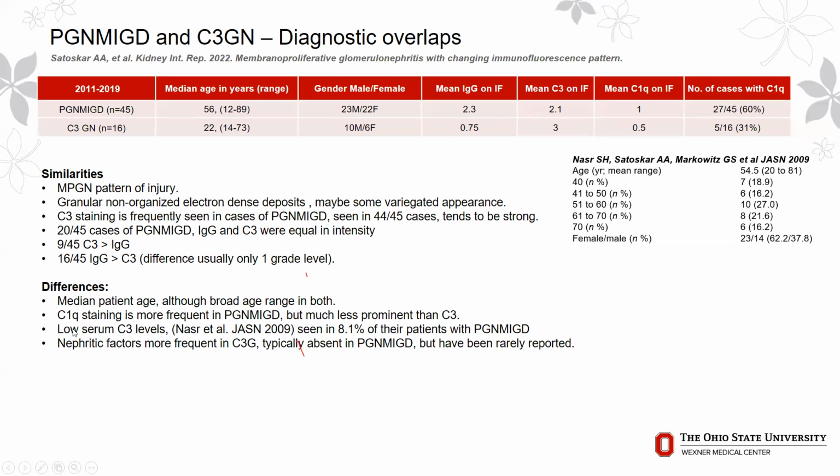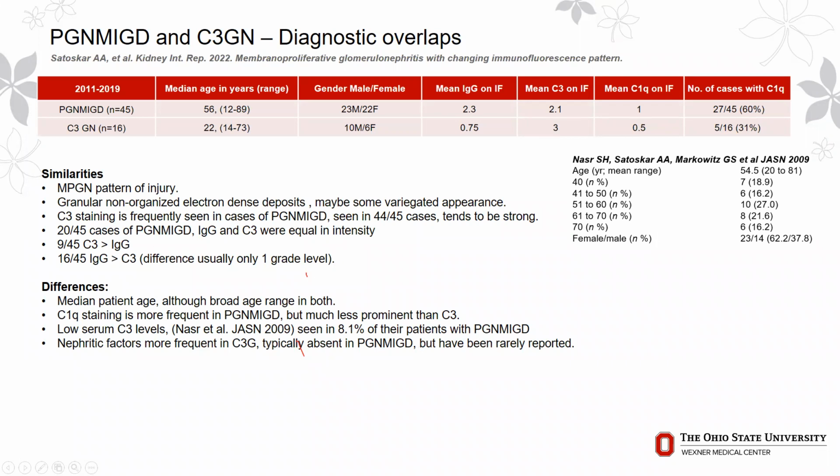And then C1q staining tends to be weak in both of them. The intensity tends to be very low, but it is more frequent in PGNMID. 60% of the cases had some C1q staining, and only half of those, 30%, had C1q staining in C3GN. But it's just trace, really trace. Low serum C3 levels were not very uniformly measured in our cohort, but in Sami Nasser's patients, 8% of the patients with PGNMID do tend to have low serum C3 levels. So they do have some evidence of C3 consumption. So again, it's an overlap.